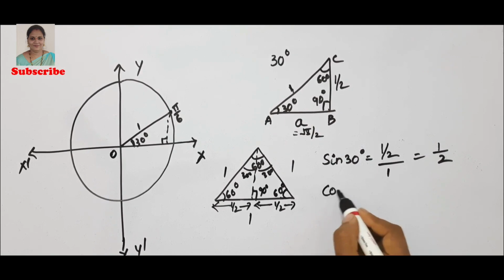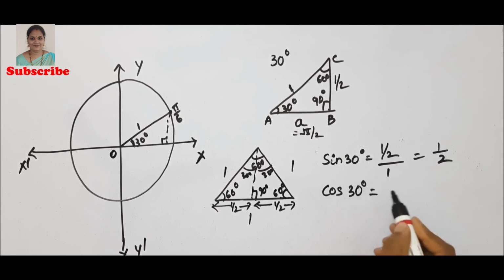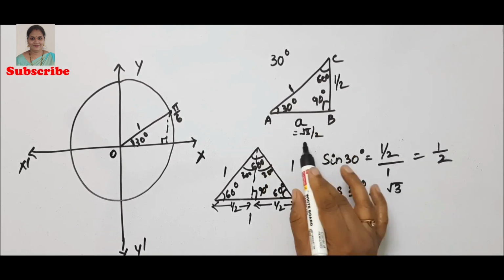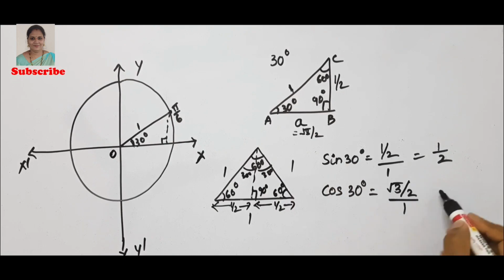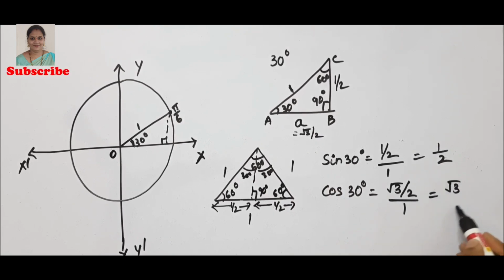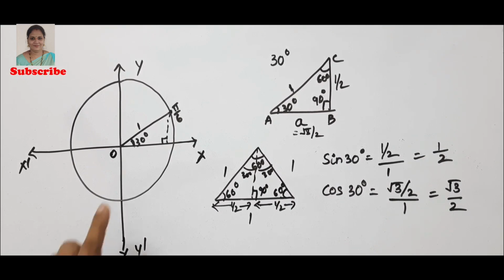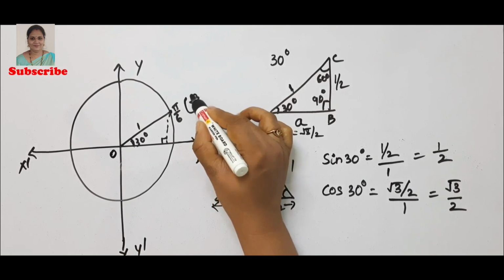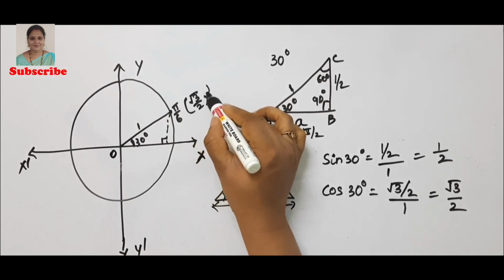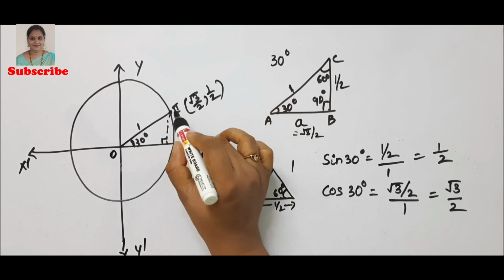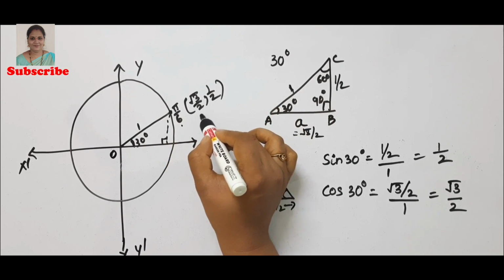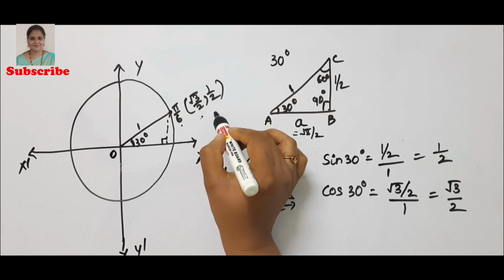Now cos 30 degrees is nothing but adjacent side by hypotenuse. Adjacent side is root 3 by 2, so this is root 3 by 2 by 1, which is root 3 by 2. So at this point, the coordinates will be root 3 by 2, 1 by 2. At this point, we get the pi by 6 value, which is cos 30 as root 3 by 2 and sin 30 as 1 by 2.